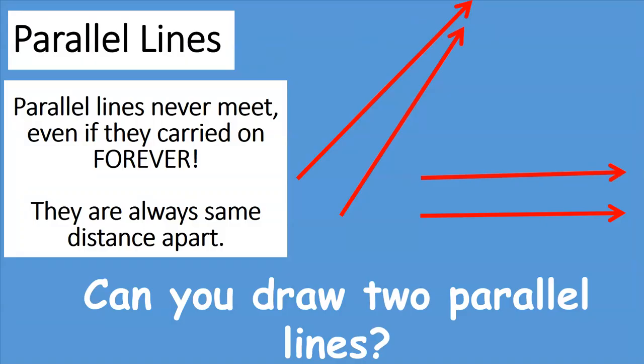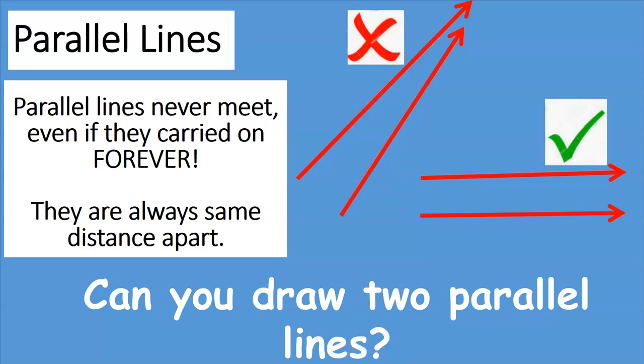Parallel lines. Parallel lines never meet, even if they carried on forever. They are always the same distance apart. Can you identify which of these two lines is a parallel line or are parallel lines? Pause the video and think. Now let's reveal the answer.